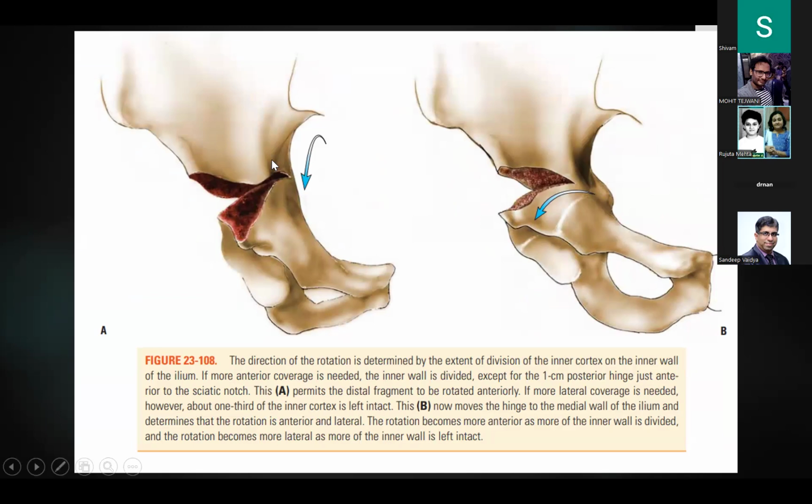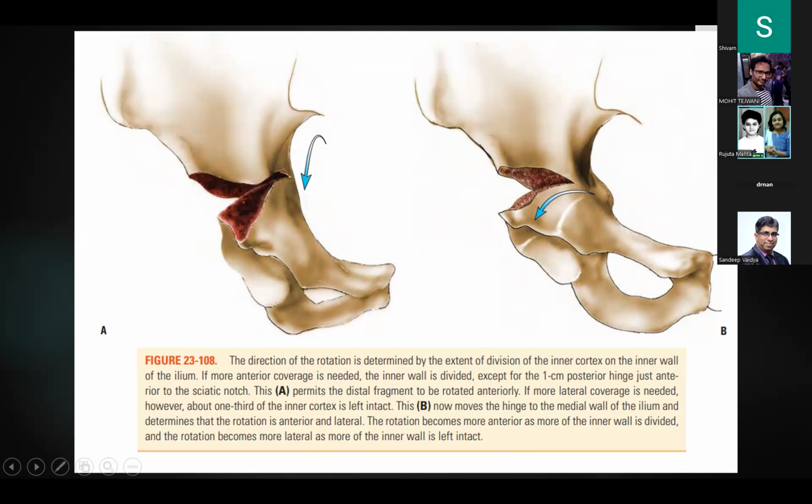So just to explain this, if we go more in medially, that is more towards the inner cortex, and compromise most of the inner cortex, then we end up hinging the distal fragment more anteriorly. So this provides better anterior coverage. Whereas if we leave more of the inner cortex intact, then we end up hinging it more laterally. So this provides better lateral coverage. So basically, the rotation becomes more anterior as more of the inner wall is divided, and the rotation becomes more lateral as more of the lateral wall is left intact.